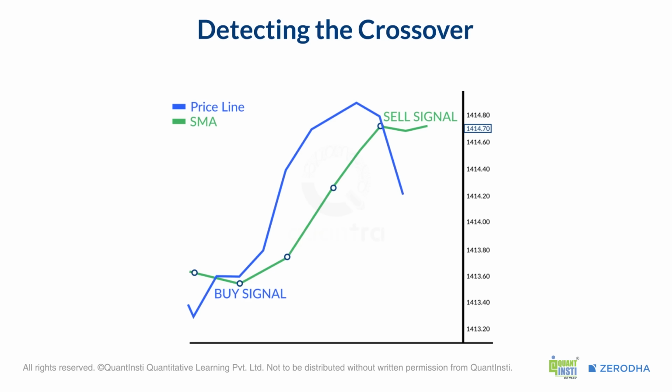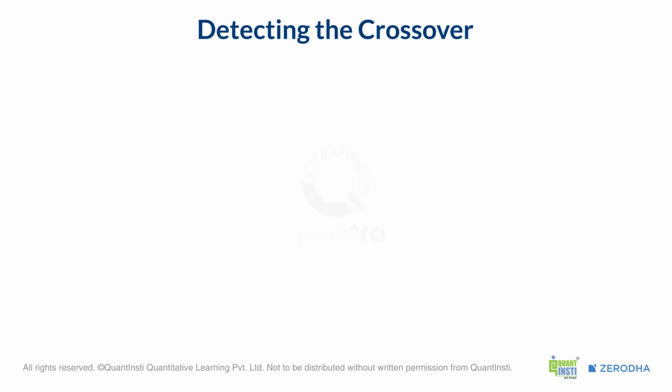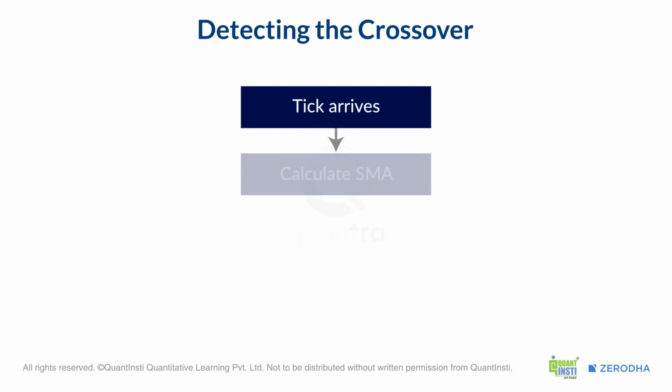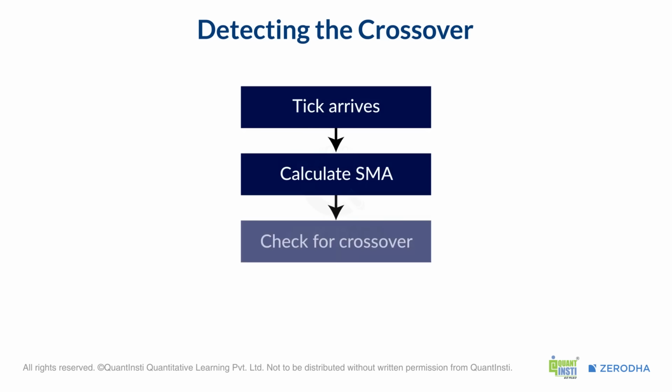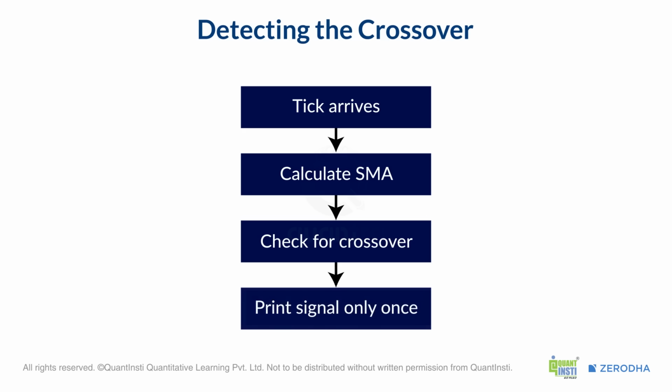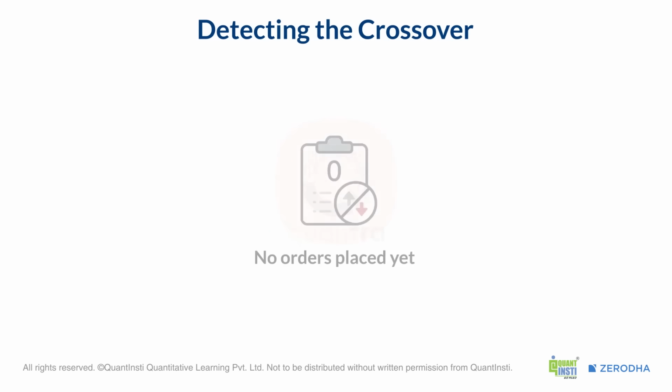The flow will be: tick arrives, calculate SMA, check for crossover, print signal only once. This makes it easier to understand how the logic flows. We're not placing orders just yet, but we're building the brain that will.